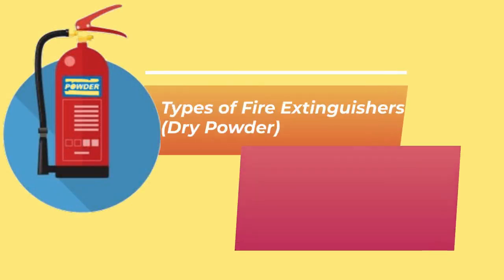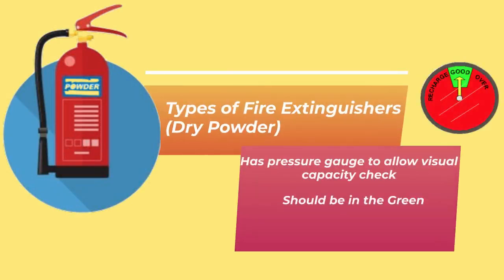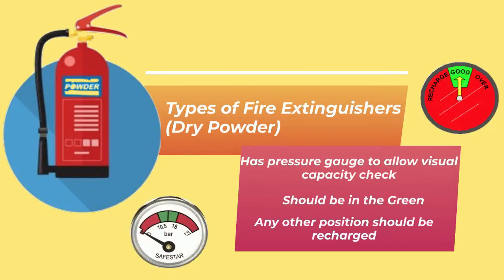Fire extinguisher, dry powder. Has a pressure gauge to allow visual capacity check. Should be in the green. Any other position should be recharged.